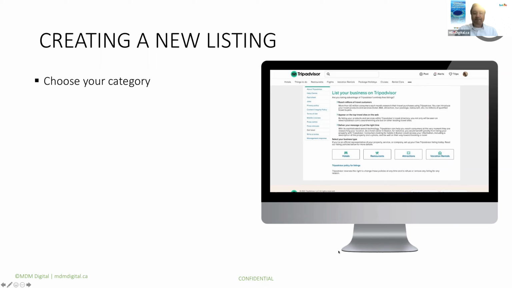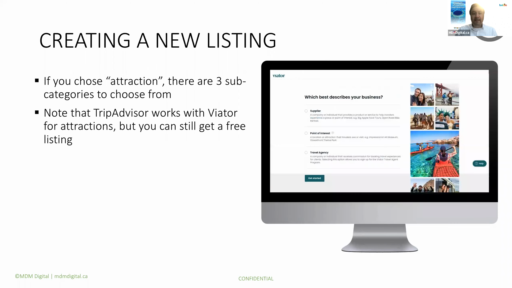The one thing to also flag in this is if you do select attraction, you will notice the company called Viator, as you see on the screen. TripAdvisor bought Viator a few years ago, which is regardless of getting a listing. But we wanted to highlight that if you choose the category attraction, Viator will come up, and you think, okay, what's going on? I was on TripAdvisor, now it says Viator. It's still the same process. You're still able to get a free listing.